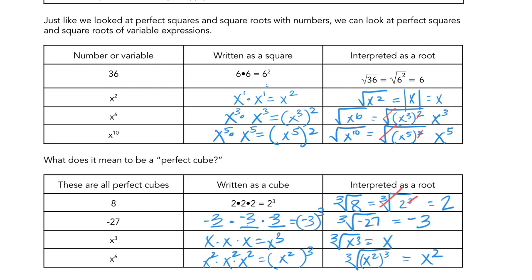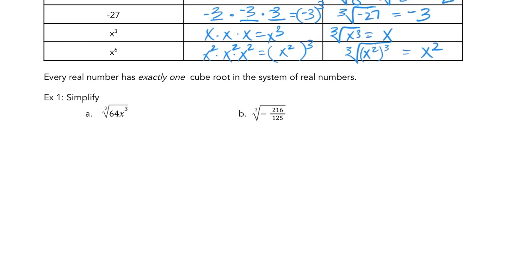Okay. So let's just simplify. Let's do some examples. And it says every real number has exactly, well, this is from before. Every real number has exactly 1 cube root in a system of real numbers. And this is true for all odd powered roots. Okay, so let's go ahead and simplify.